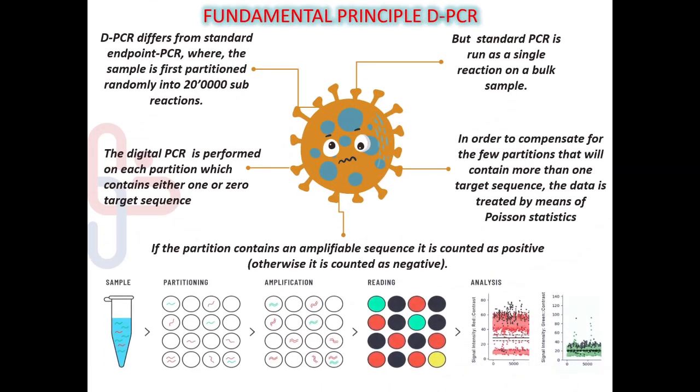dPCR differs from standard endpoint PCR in that the sample is partitioned randomly into 200,000 sub-reactions, whereas standard PCR is run as a single reaction on a bulk sample. The digital PCR is performed on each partition, which contains either 1 or 0 target sequence. In order to compensate for the few partitions that will contain more than one target sequence, the data is treated by means of Poisson statistics. The important thing is, if the partition contains an amplifiable sequence, it is counted as positive, otherwise it is counted as negative.